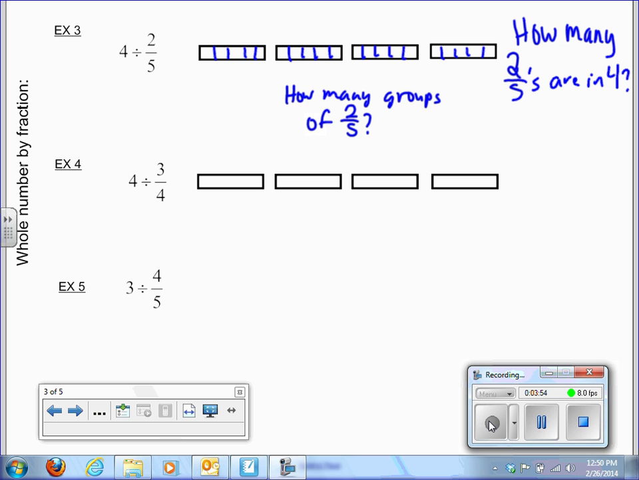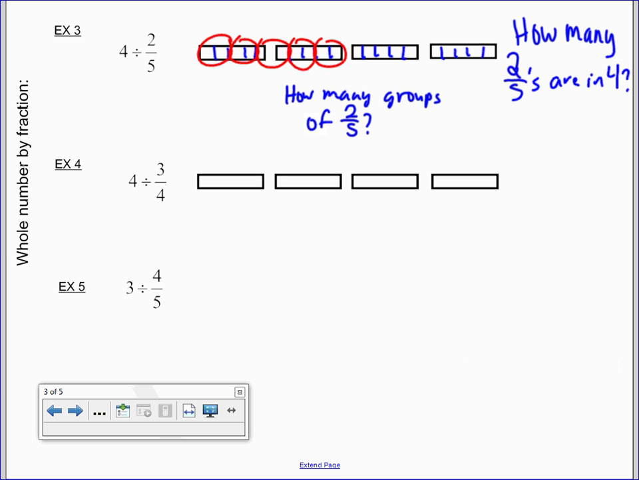Oh, and how can I do that on my model? If I want groups of 2/5, I can circle what? Groups of 2/5. Here's one group. Go ahead and circle all of the groups of 2/5. That's exactly what she said. We are taking the total number of fifths and dividing it by 2. So how many groups are there, kids? 10 groups of 2/5. All right, well now how do we do this in math?